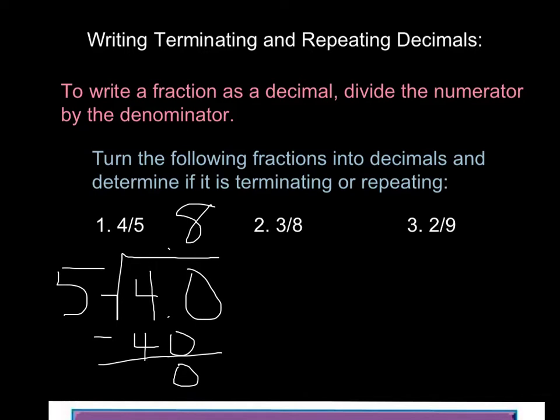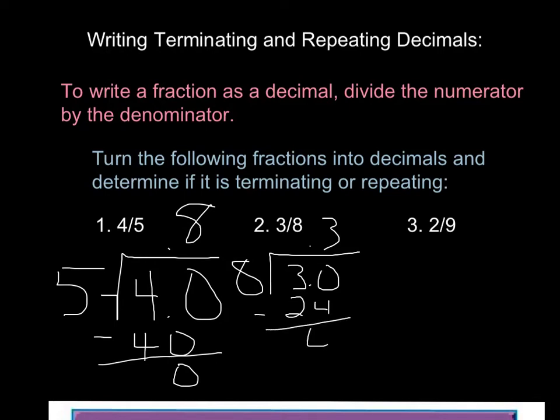Please take a moment to pause the video and put the first example in your notes and try the second two examples on your own. Now let's see how many times 8 goes into 3. Obviously 8 does not go into 3, so we have to add a decimal. 8 goes into 30 3 times. 8 times 3 is 24. So we subtract 24 from 30 and we get 6.